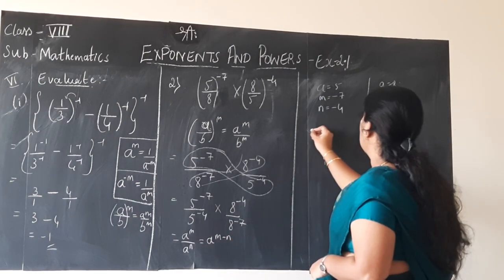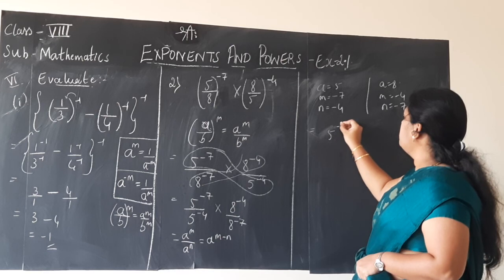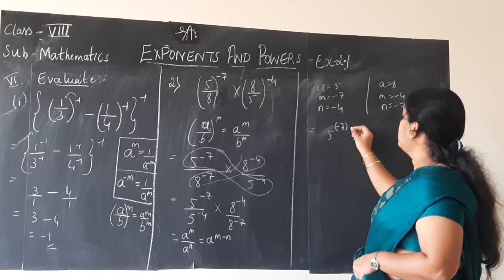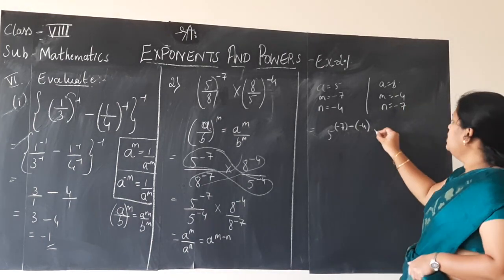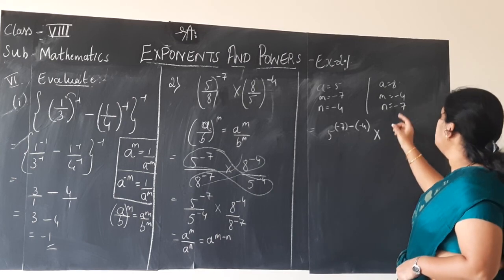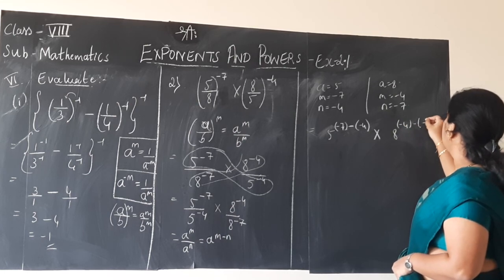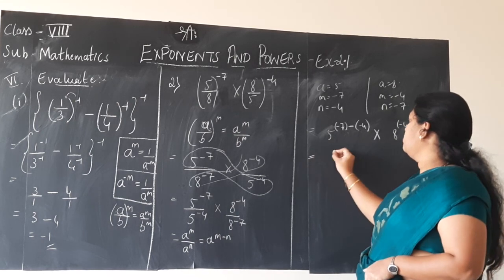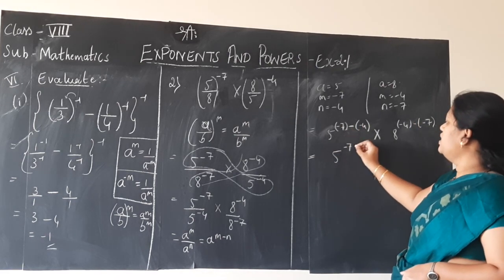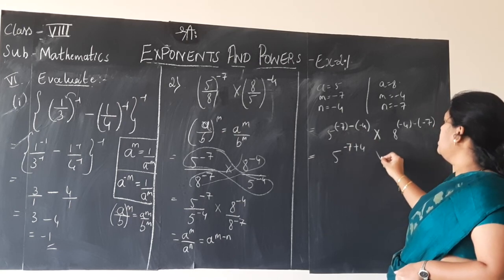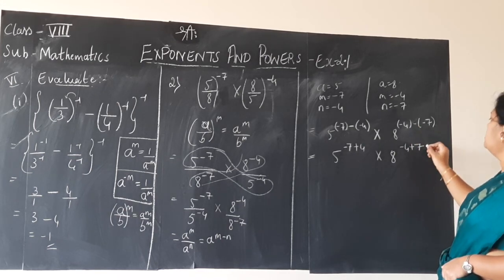Now when we apply this law of exponent, a to the power m minus n: what is a? 5 to the power m, that is minus 7. Write them in bracket, I always tell you. Minus n, that is minus of minus 4. The multiplication sign I will carry over as it is. Now a is 8 to the power m, that is minus 4, minus of minus 7. That is equal to 5 to the power minus 7 as it is. Now you have to multiply this minus into minus, which becomes plus 4, into 8 to the power minus 4. Minus into minus is plus 7.